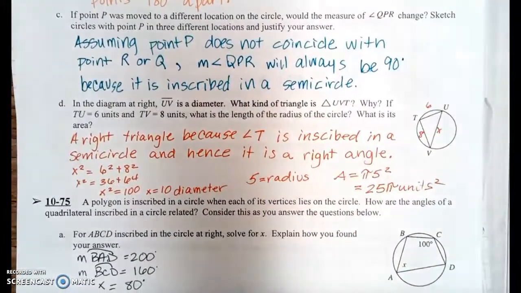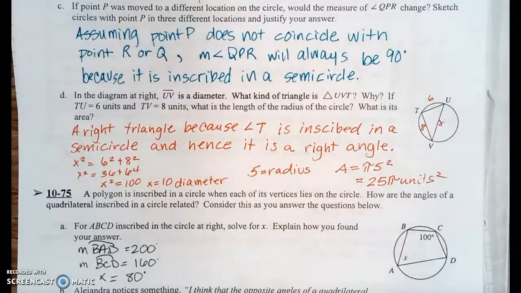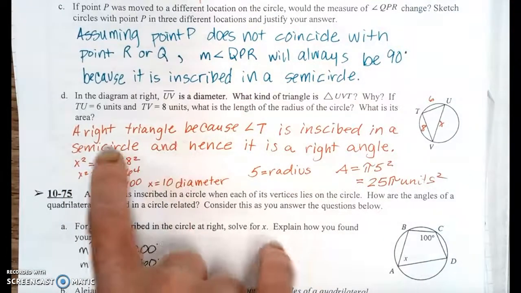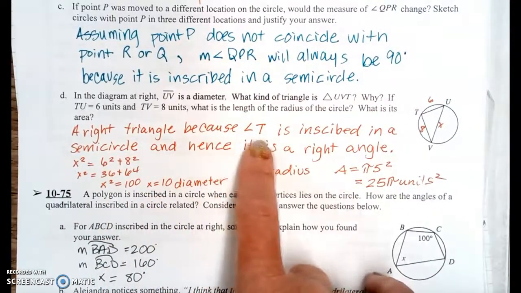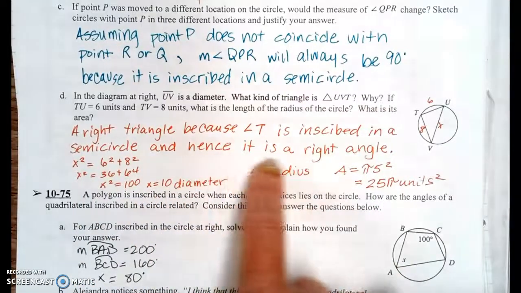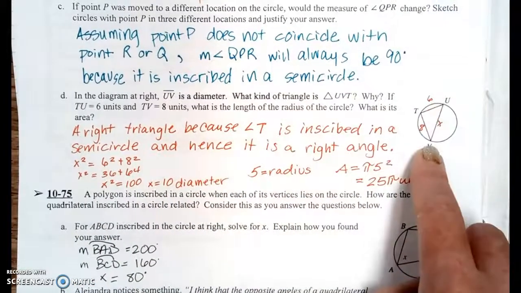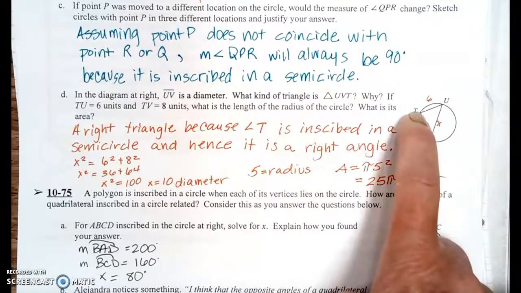Part D says, in the diagram at right, UV is a diameter. What kind of triangle is triangle UVT? Why? If TU is 6 and TV is 8 units, what is the length of the radius of the circle? What is its area? So it must be a right triangle because angle T is inscribed in a semicircle and hence it is a right angle. This is 180 degrees. Half would make that 90.